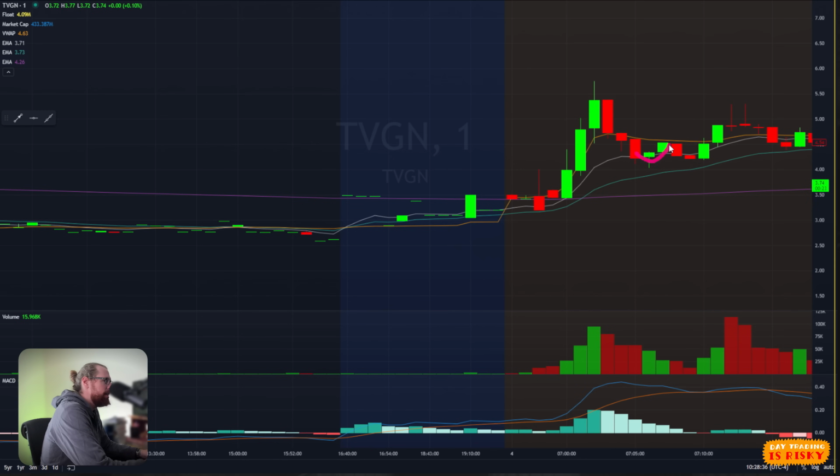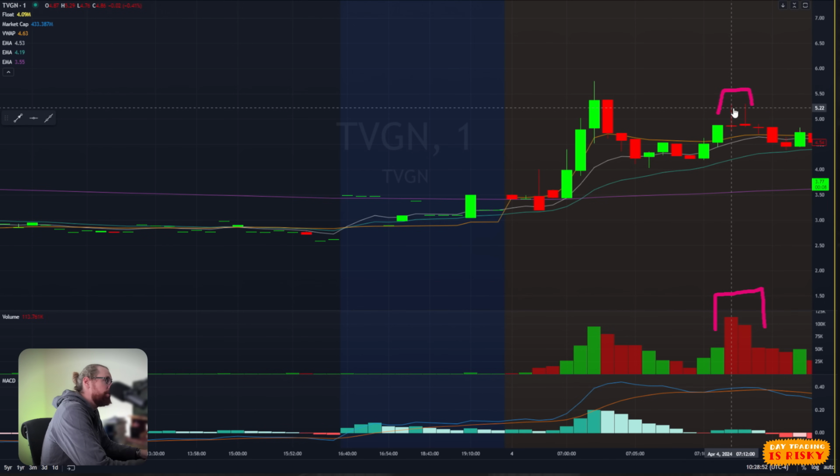It tries to get above it here, it fails. It tries here, and it does. It breaks 450, goes up to 475, up to 5, and then notice these two candles on high volume. This was sort of the confirmation that this was going to be a really difficult stock to trade.